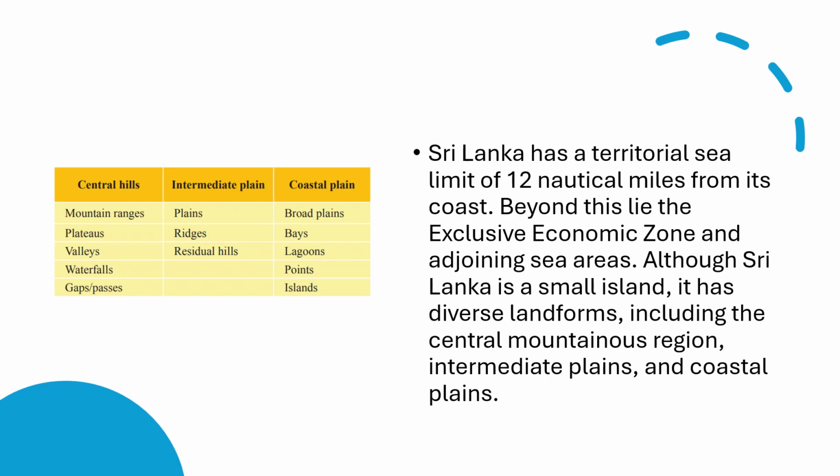Although Sri Lanka is a small island, it has diverse landforms, including the central mountainous region, intermediate region, and coastal plains. Here you can see some central hills, intermediate plains, and coastal plains. Well, you can't see them, but the names are given. For central hills, we have valleys, waterfalls, plateaus, and for intermediate plains, we have plains, ridges, and residual hills. For coastal plains, we have bays, points, lagoons, islands, and so on.